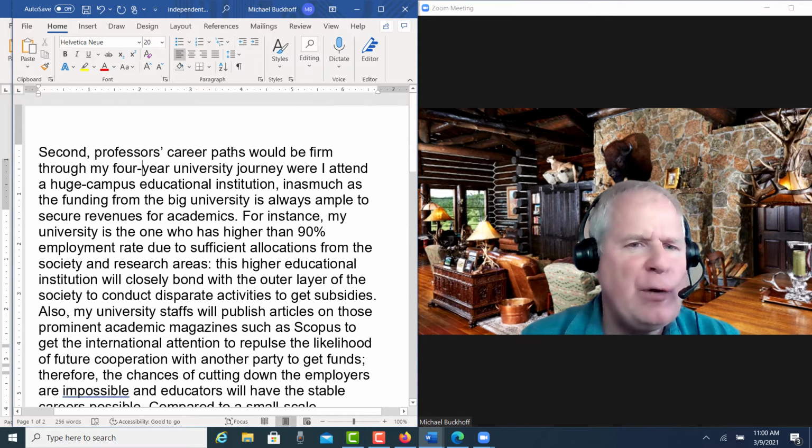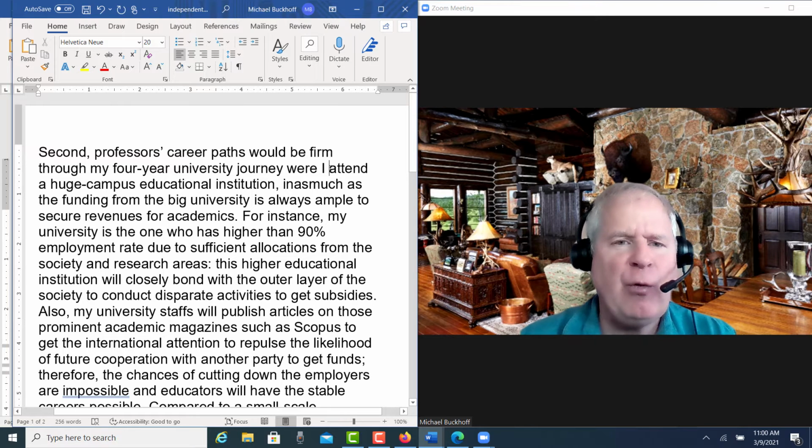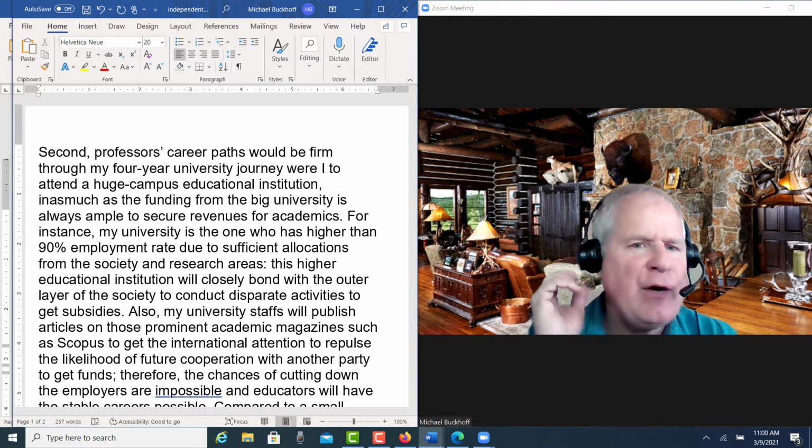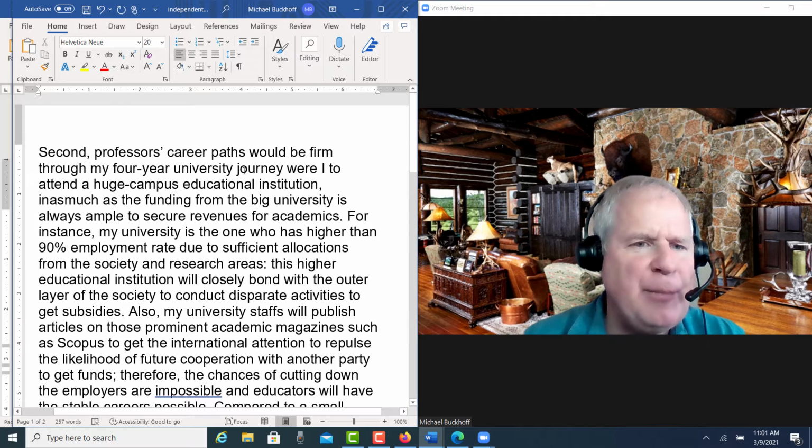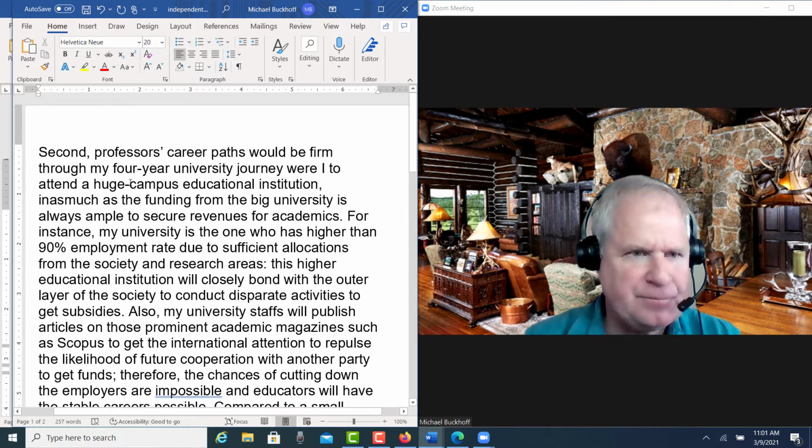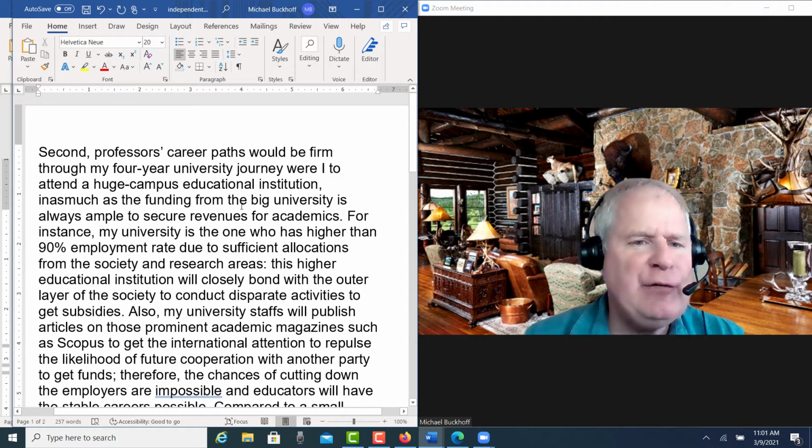Second, professor's career paths would be firm through my 4-year university journey. Were I, it means if I were, right? You want to use an infinitive here. Were I to attend a huge campus educational institution. Inasmuch as the funding from the big university is always ample to secure revenues for academics.